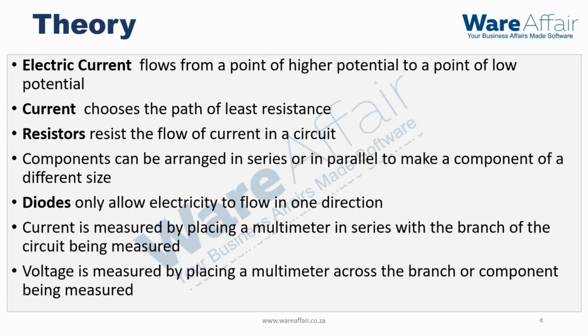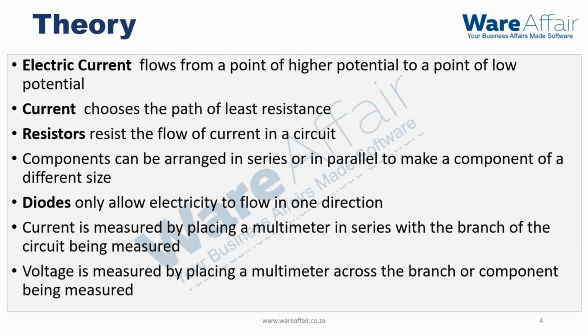Let's take a look at some theory. Electrical current flows from a point of higher potential to a point of low potential. Current chooses the path of least resistance. Resistors resist the flow of current in a circuit. Components can be arranged in series or in parallel to make a component of a different size.